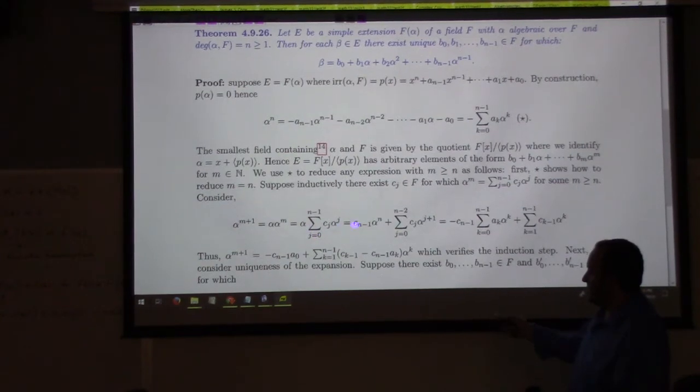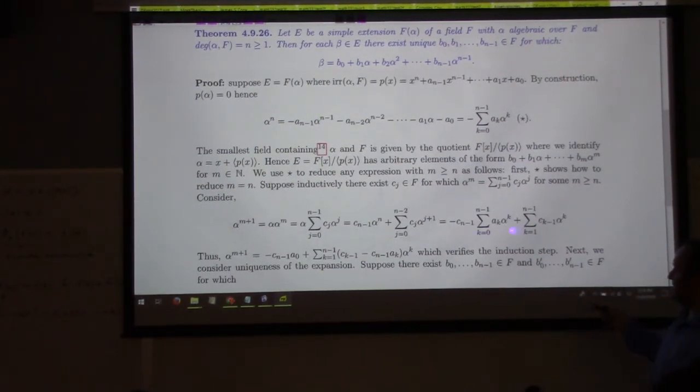The highest order term in here gives me alpha to the n, and then I have lower order terms from 0 to n minus 1. But the cool thing is alpha to the n, I already know I can reduce back using star again. And then what do I have? I have something of degree n minus 1. So again, alpha to the m plus 1 is reducible to a linear combination of powers of alpha up to n minus 1, which proves the induction step. Therefore, we can reduce anything of this form to just powers of alpha up to n minus 1.